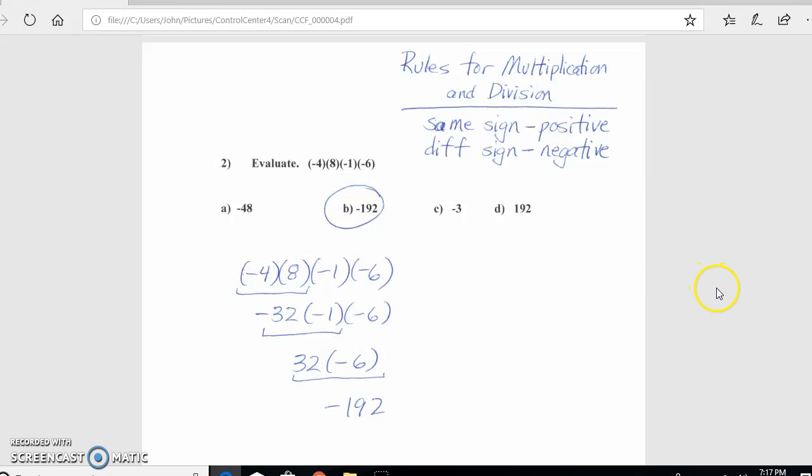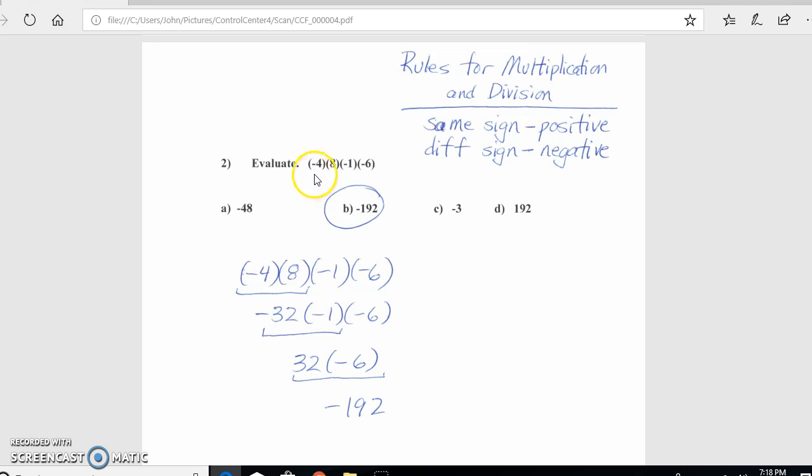This is the practice test for whole numbers, and here we're working on problem number 2, and we're asked to evaluate this expression. And anytime you have parentheses next to each other, that means the multiplication of the two numbers inside of the parentheses. So what we have here with these four parentheses next to each other is the multiplication of all four of these numbers.